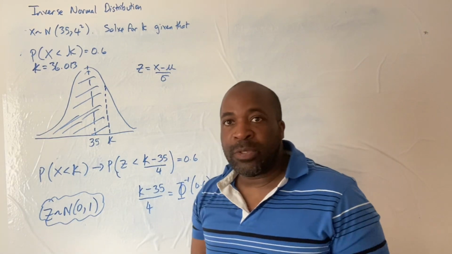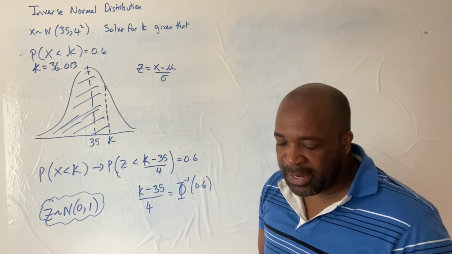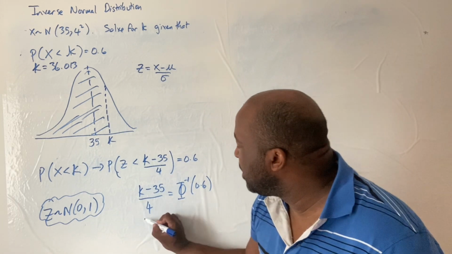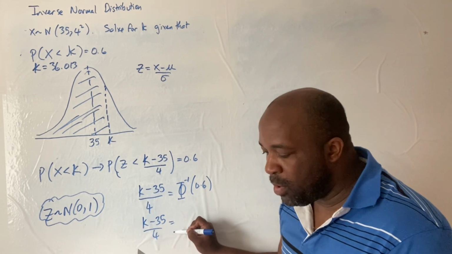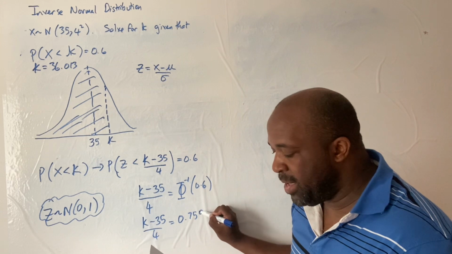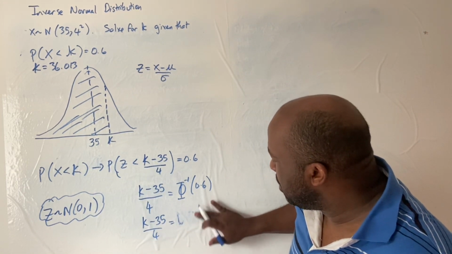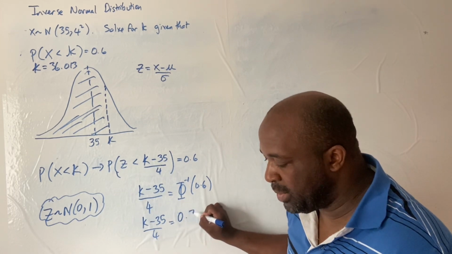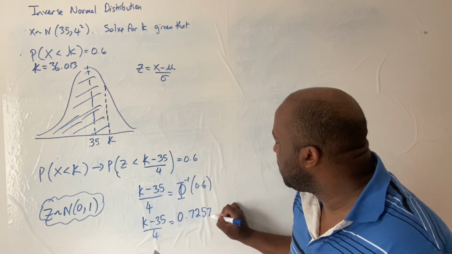So again, we can go to our table and we look for 0.6 in the row and 0.00 in the column. And we should get K minus 35 over 4 to be equal to 0.72575.